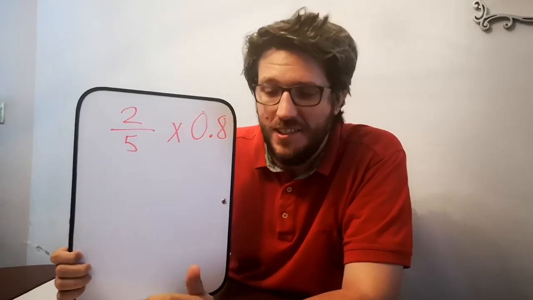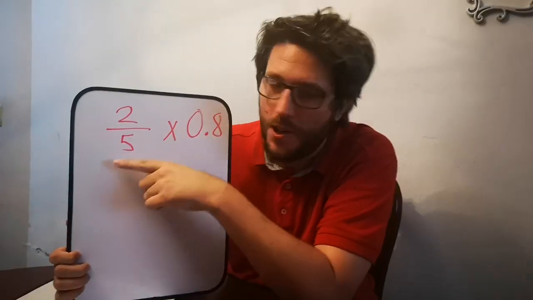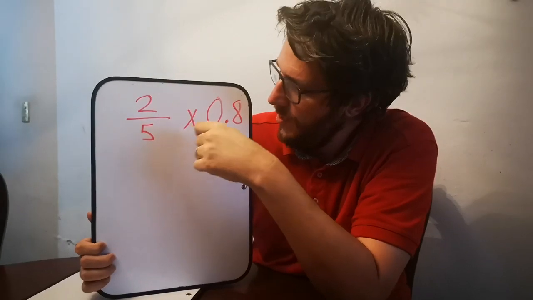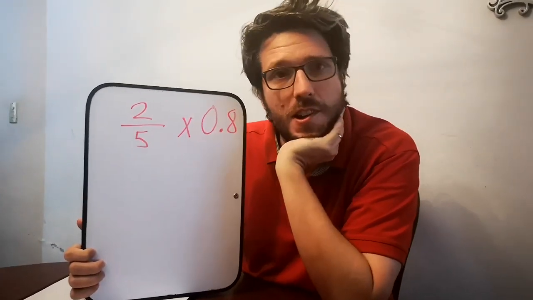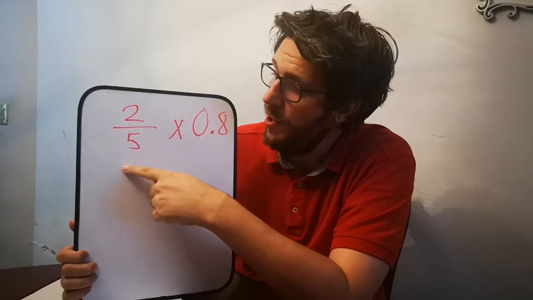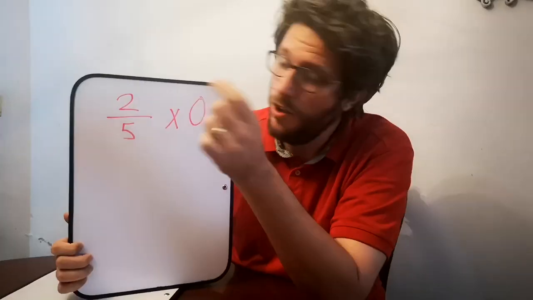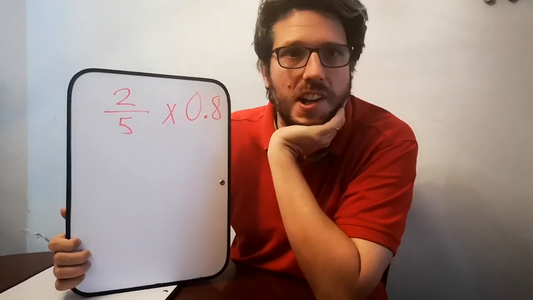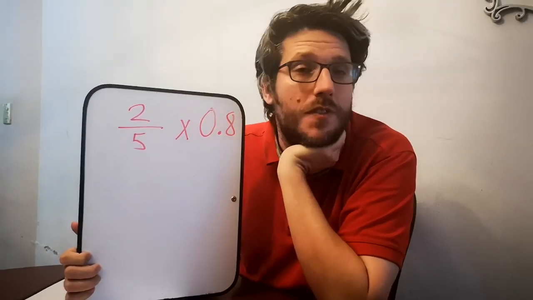Everyone, today we are going to be looking at mixed operations with fractions and decimals. So here's the first one, 2/5 times 0.8. Now there are two different ways that we can do this. One, we can turn the fraction into a decimal and multiply two decimals together, or we can turn the decimal into a fraction and multiply two fractions together. This really depends on what you prefer to do.